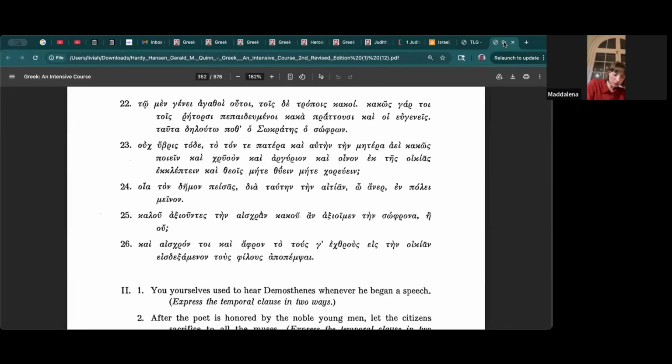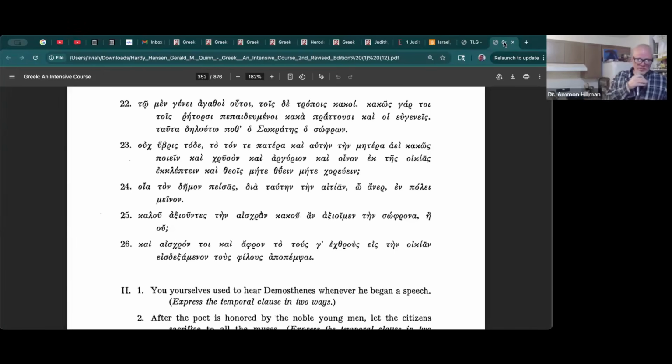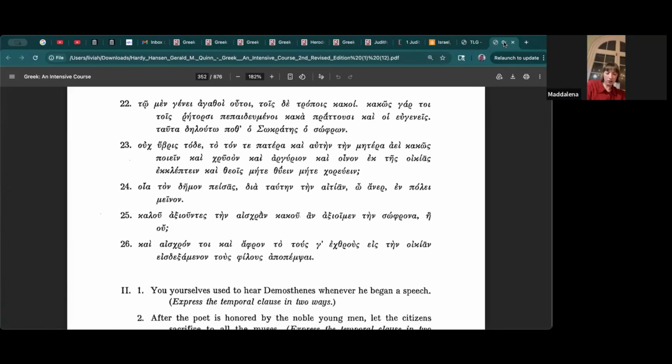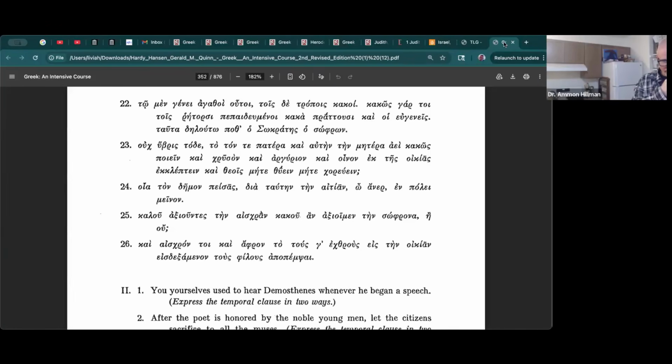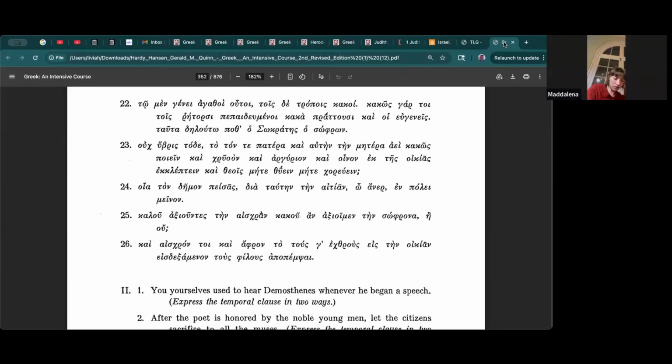Kaku's evil, right? So we've got something like: should we deem the wise woman worthy of evil, or not?